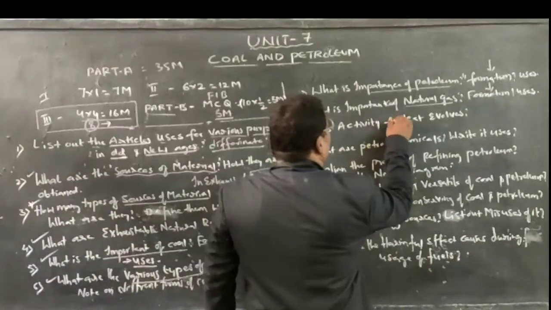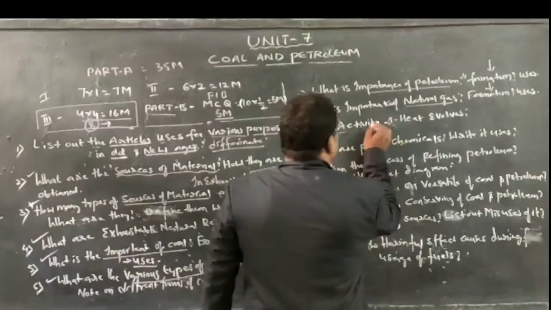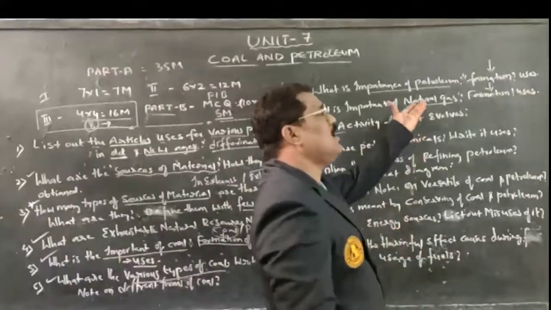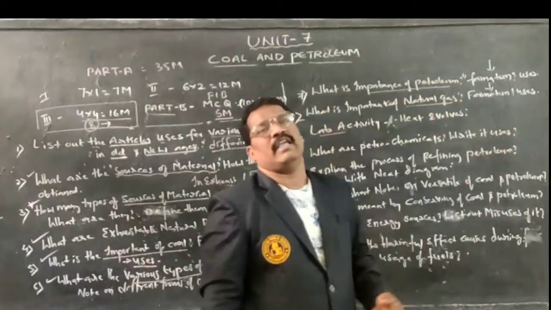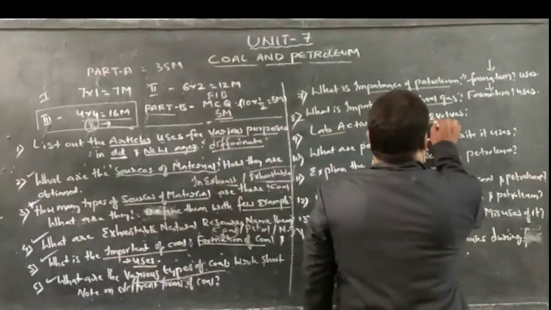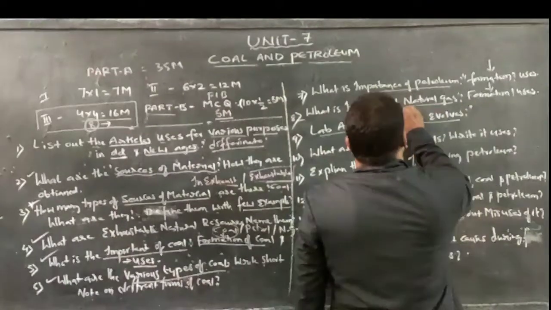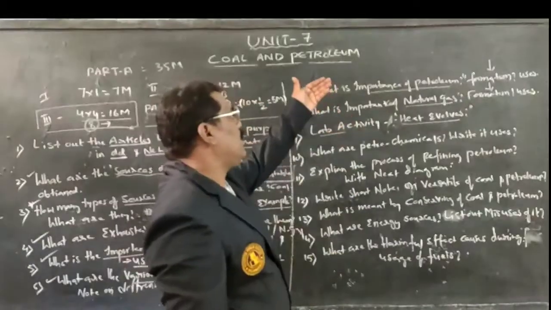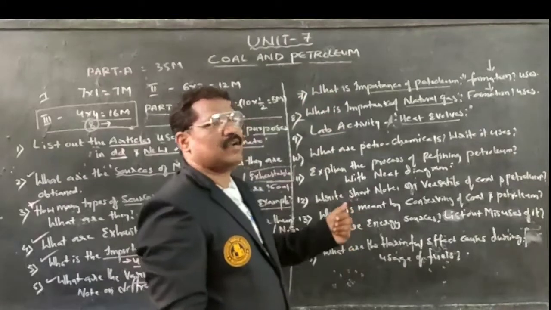Then next one is the lab activity. Only one lab activity is there, in which quality coal is heated up. What happens there? Heat gets evolved. How does that heat get evolved? Based upon that, an activity is given there. Lab activity.